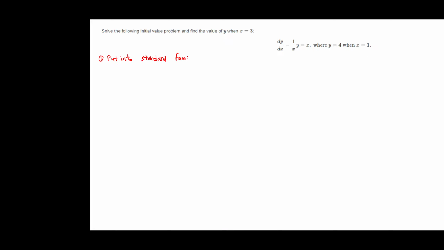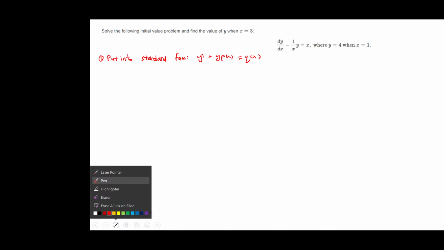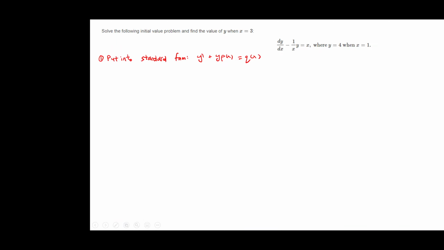Which for a linear differential equation is y prime plus y times p of x is equal to q of x. So our goal is to make the expression look like this, and it's very close to that already. We have dy/dx, which is the same thing as y prime. And the next piece, minus 1 over x times y, I have to fix that up a little bit. I'm going to write that as plus y multiplied by negative 1 over x is equal to x.